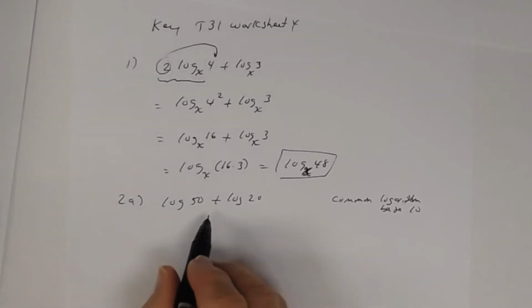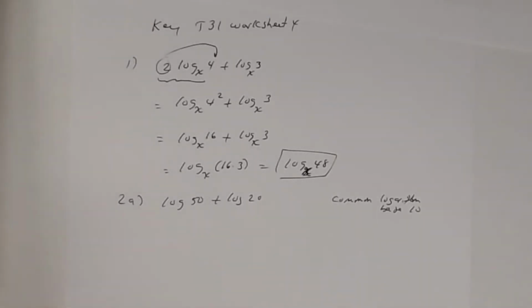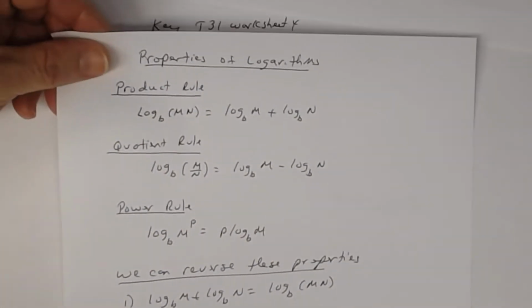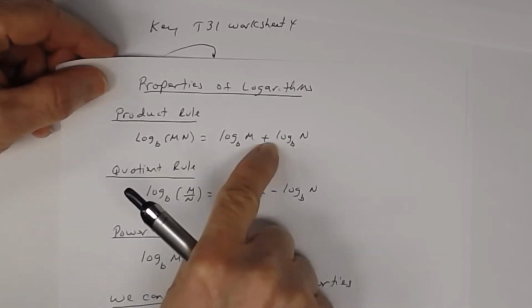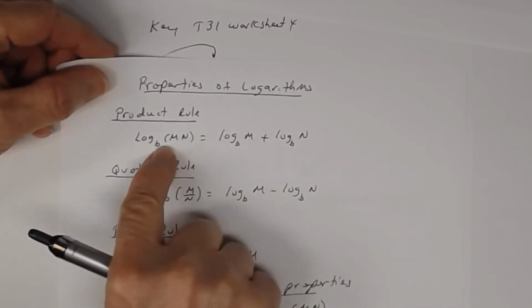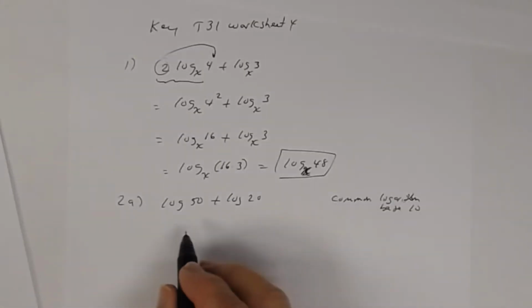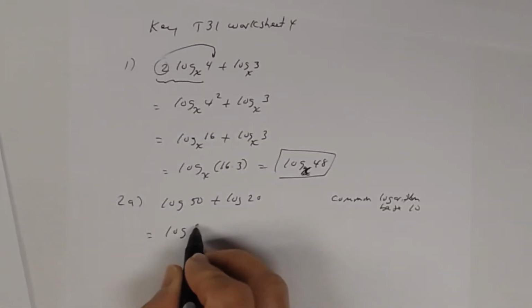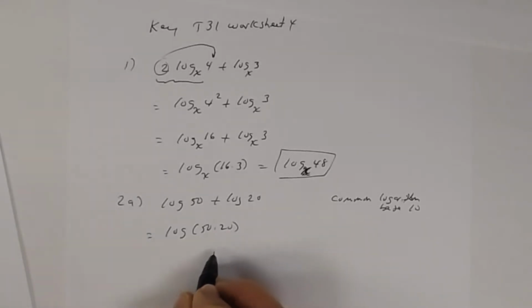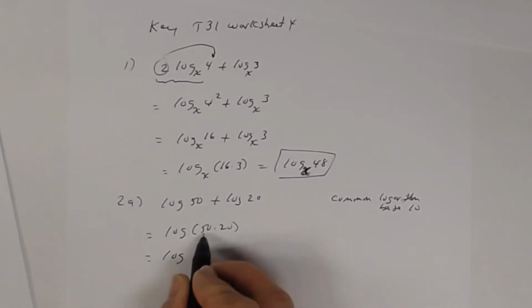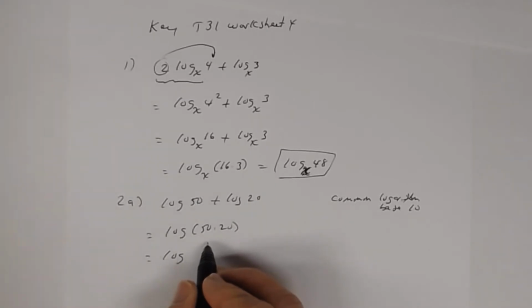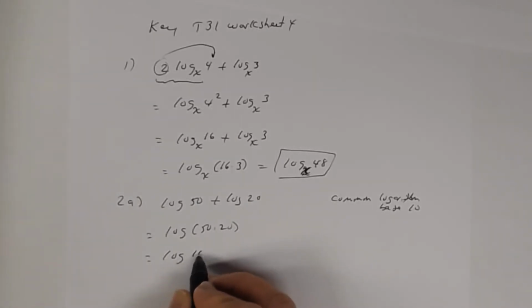Okay, so right away I can use the product rule. When you have the sum of two logarithms, you can write it as the log of a product. So this is going to become the log of 50 times 20, first thing I would write. And then 50 times 20 will give you 1,000.